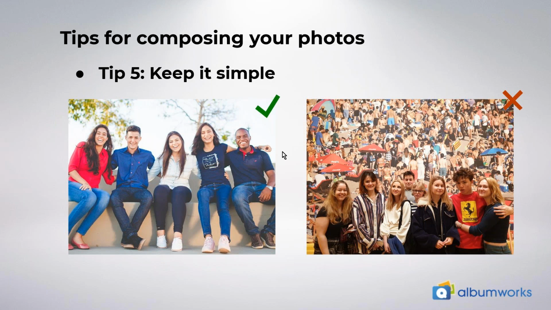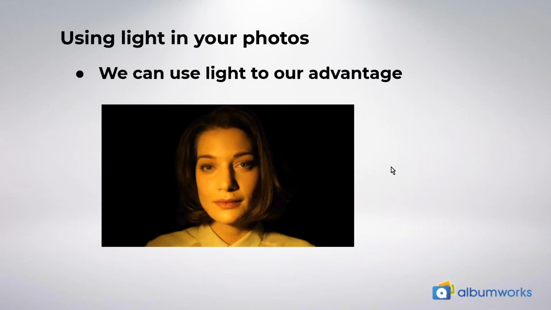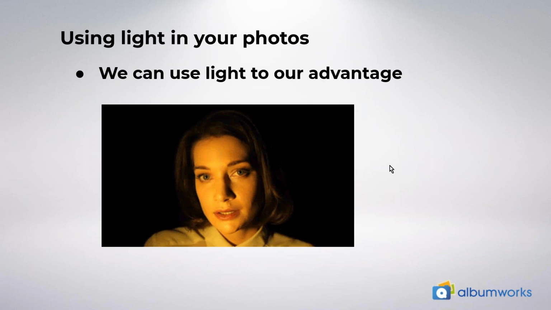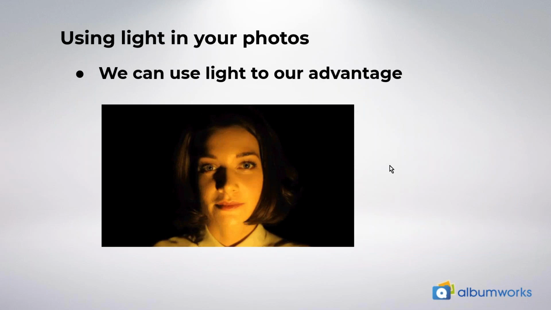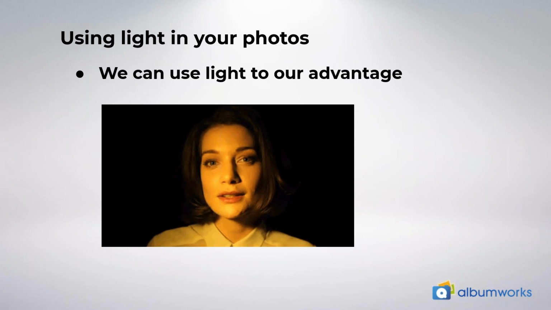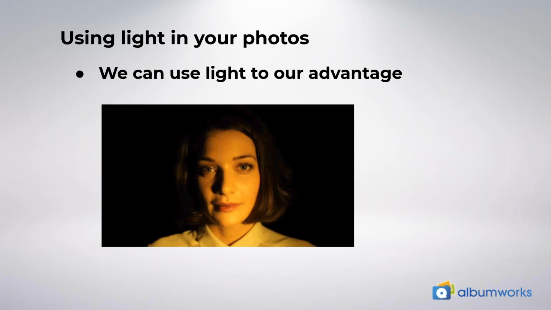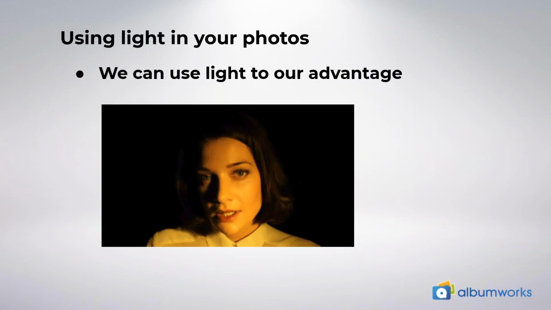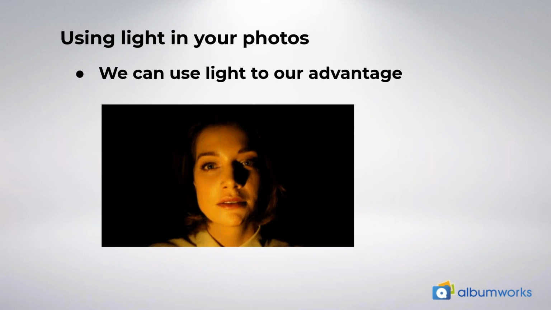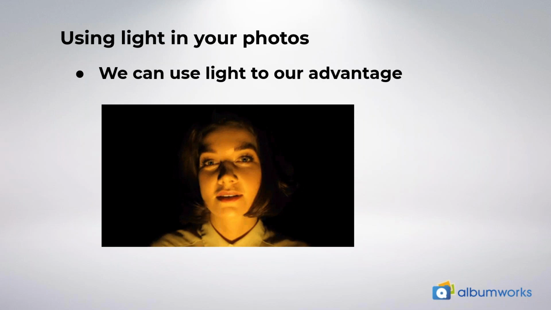Okay, so now let's have a look at using light in your photos. So light is very important in photography. Before we had digital cameras and phone cameras, you would have to manually adjust your light settings to get a good photo. If there's too much light, then your photo becomes overexposed with lots of stark white areas.